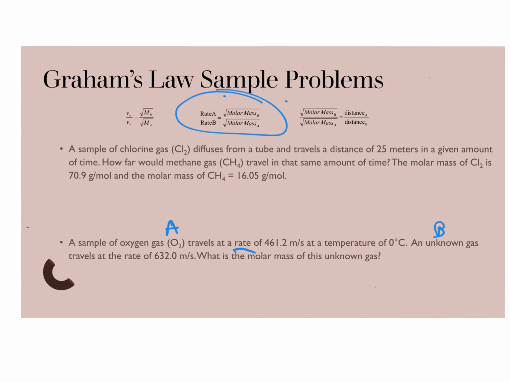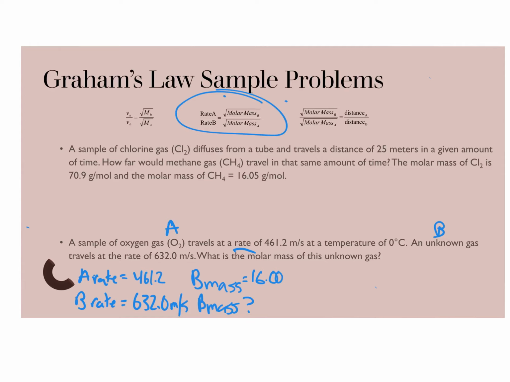So we know that A rate equals 461.2, B rate equals 632.00, and we are looking for B mass. We know the mass of oxygen, and it's O2, so we can look that up on the periodic table, and we can see that it is going to be 16.